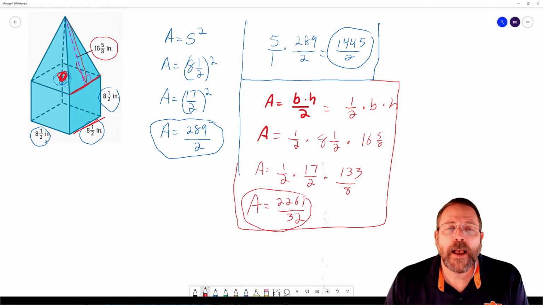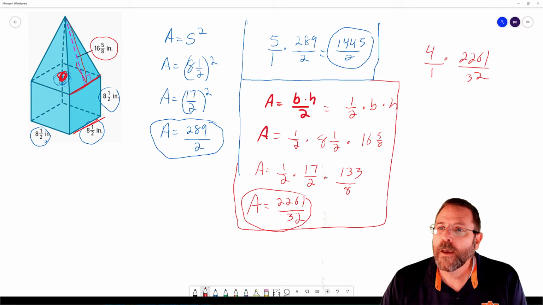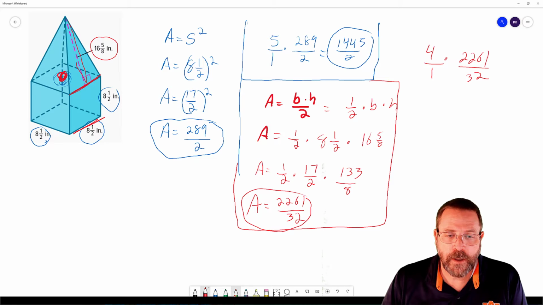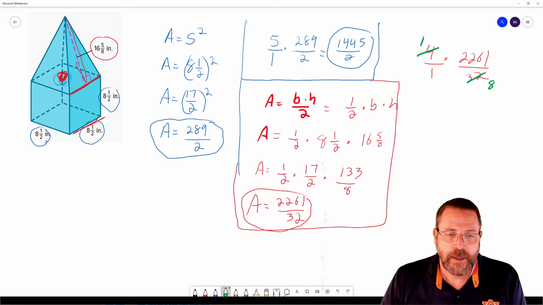Now we need to say how many of those triangles do we have? We have 4 of them. So I'm going to do 4 times the 2261 over 32. I'm going to simplify and multiply, which means that 4 goes into 4 once, 4 goes into 32 8 times, and now I've got a little bit better number to work with.